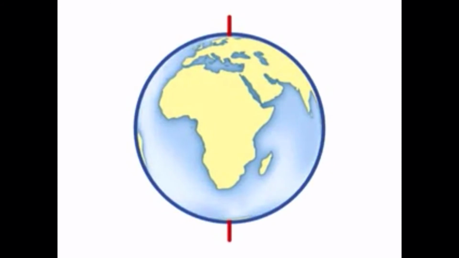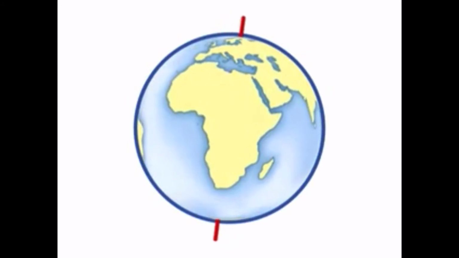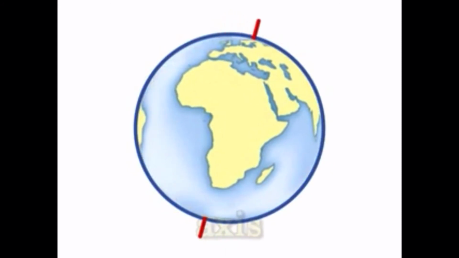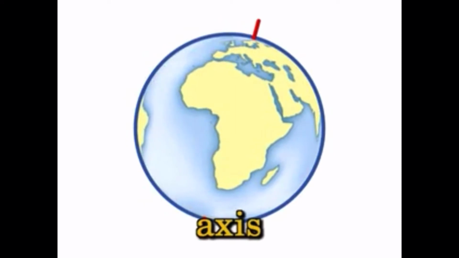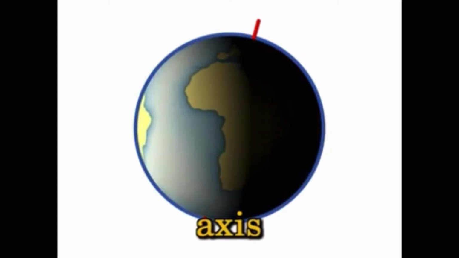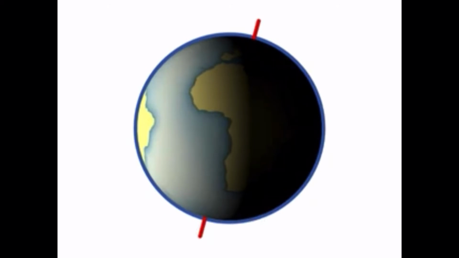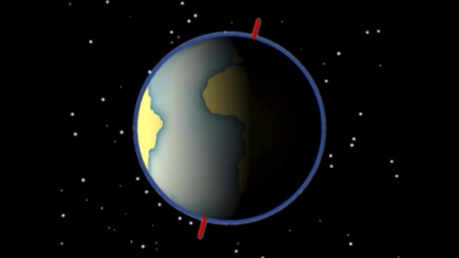Another imaginary line runs through Earth from the North Pole to the South Pole. It is Earth's axis. Earth spins on this axis once every 24 hours. As Earth spins or rotates, some parts of it face the sun and have daylight. Other parts face away from the sun and have nighttime.